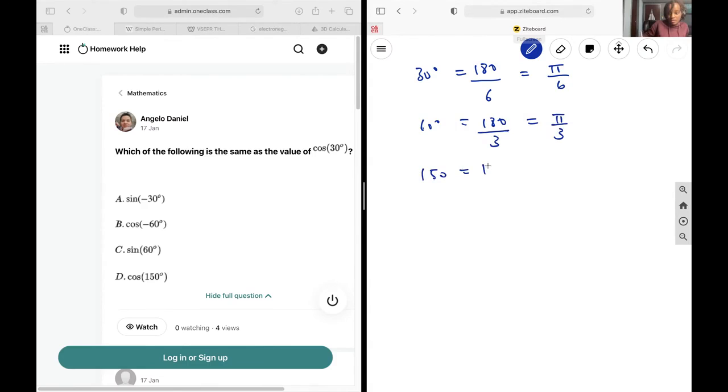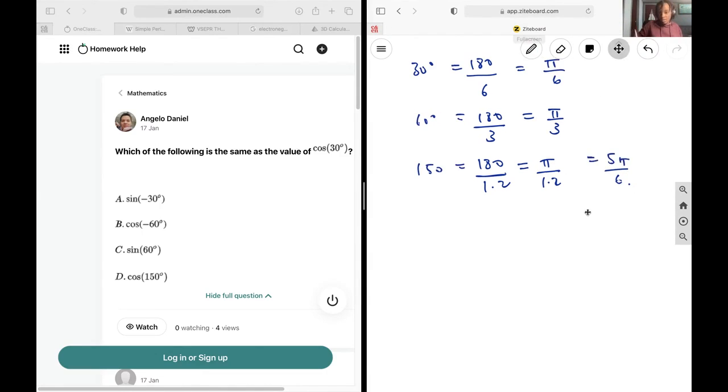150 degrees is 180 over 1.2, so you can write it as pi over 1.2, and this can be rewritten as 5 pi over 6.